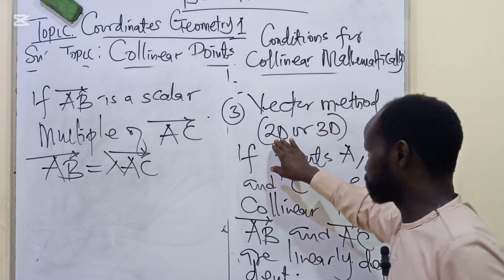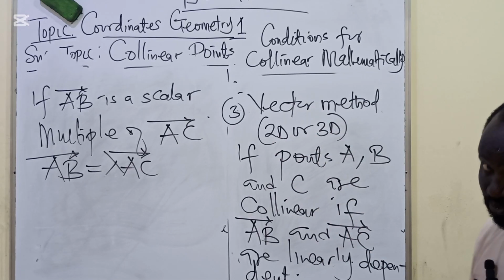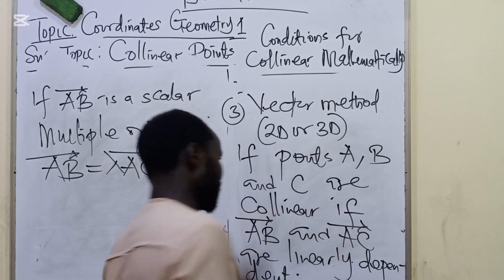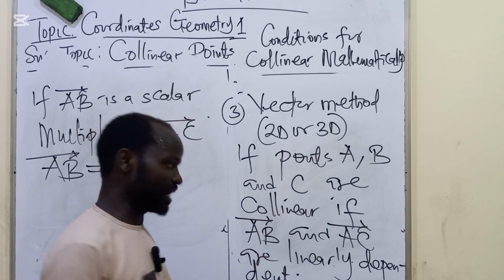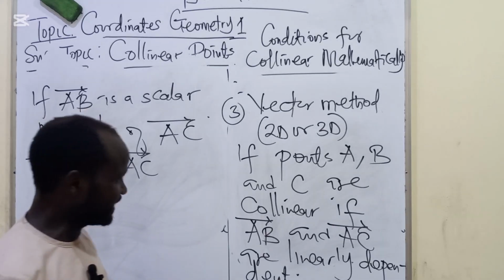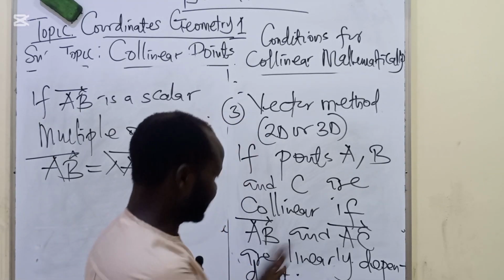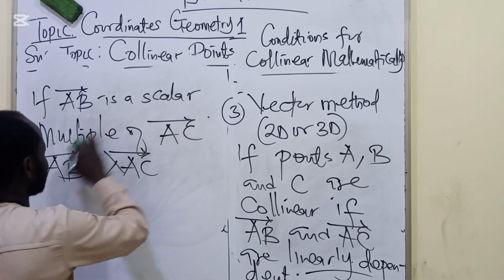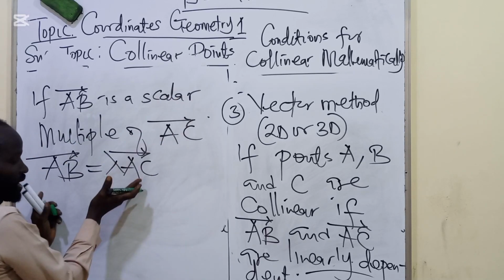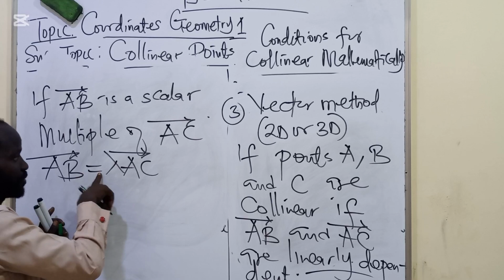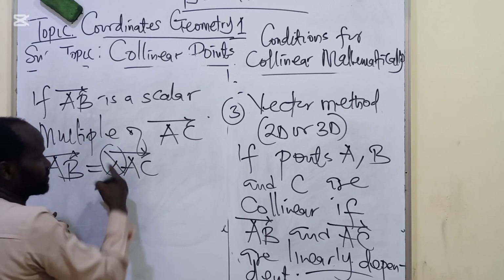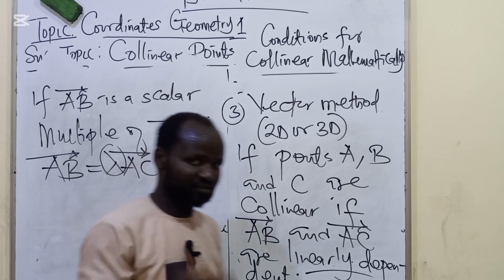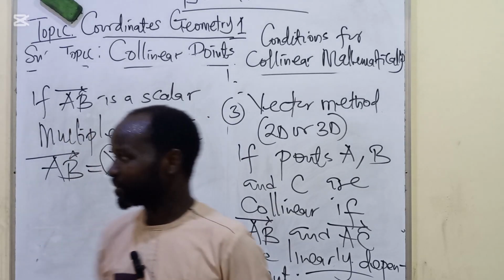Let me take it again. Vector method. It could be 2D or 3-dimensional vectors as the case may be. If points A, B, and C are collinear, then vector AB and vector AC are linearly dependent. What does that mean? Linearly dependent means vector AB is a scalar multiple of vector AC. Then we can deduce that vector AB equals lambda, this scalar multiple, multiplying vector AC. So this is the condition for collinear points.